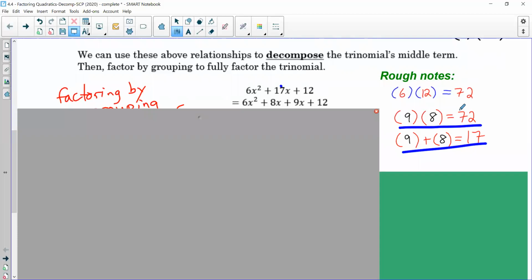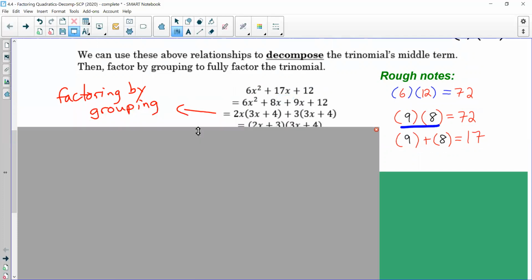But where does this product of 72 come from? It's using the a and the c value from the original expression. So it's similar to that simple trinomial technique with one added step in here. So what we're doing is we're decomposing or rewriting the 17x into two terms. And why is it 8x and 9x? Well, those are the numbers that we use, positive 8 and positive 9.